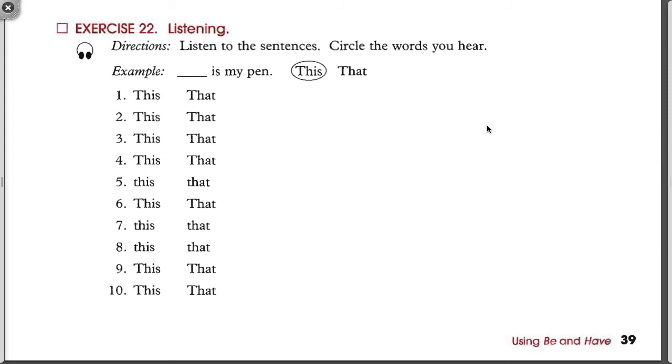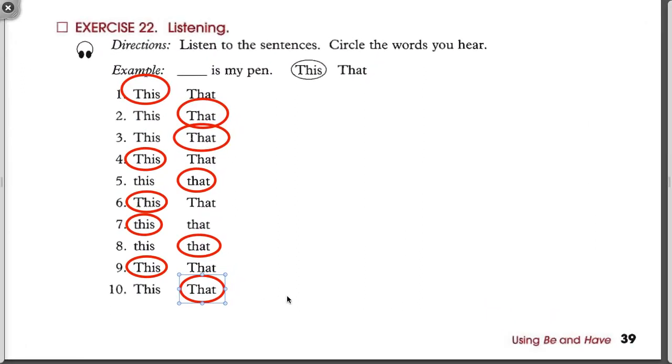Number 6. This is not my umbrella. Number 7. Is this your ring? Number 8. Yes, that's my ring. Number 9. This isn't my homework. Number 10. That's their car. And here are the answers to exercise 22. You can pause the video and make sure that you got the correct answers.